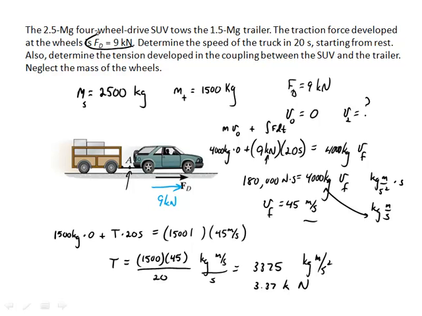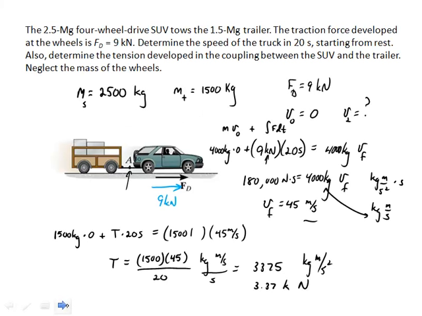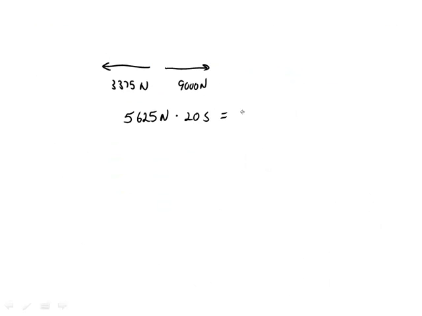And it should be less than the total force pulling the system, because I'm only looking at the force pulling on the trailer. I could also look at the SUV. I have a backward force of the tension, Newton's third law, so 3,375 newtons back, a forward force of 9,000 newtons, and so that's 5,625 newtons. Multiply that by 20 seconds, and I should get the 2,500 kilograms times the 45 meters per second, the final momentum of the SUV.